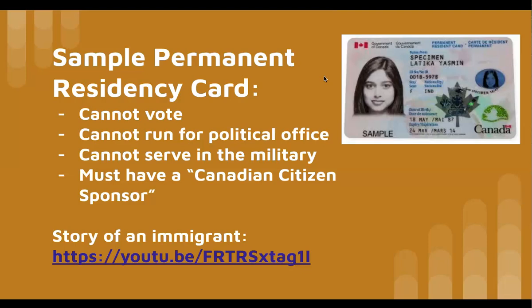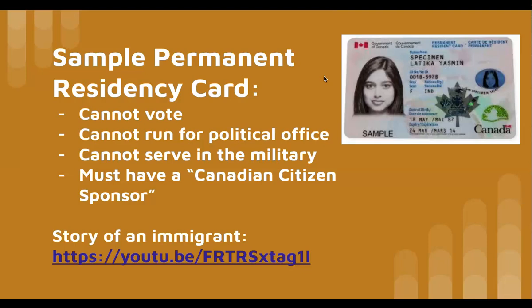They cannot vote. So not in municipal, provincial, or federal elections, you cannot vote. Like somebody like me, I've lived here for almost 20 years and I've been a permanent resident this entire time as an American citizen. I still hold a US passport. I cannot vote. I can't vote in my local election, provincial election, or federal election for any reason.